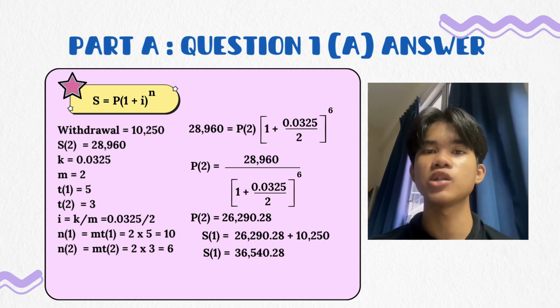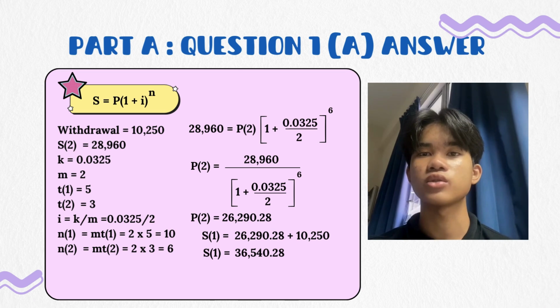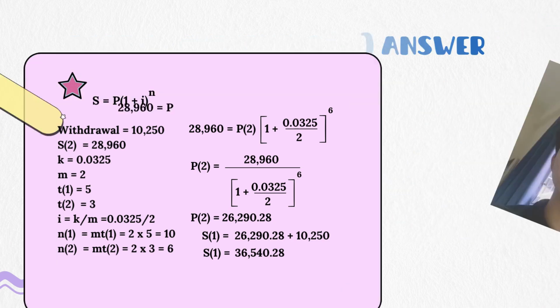28,960 equals P open bracket 1 plus 0.0325 over 2 close bracket power of 6. Bring the bracket to the other side to be divided by the 28,960, and we get the P2, which is RM26,290 and 28 cents. Then we add the P2 to the amount withdrawn and we get the S1, that is RM36,540 and 28 cents.